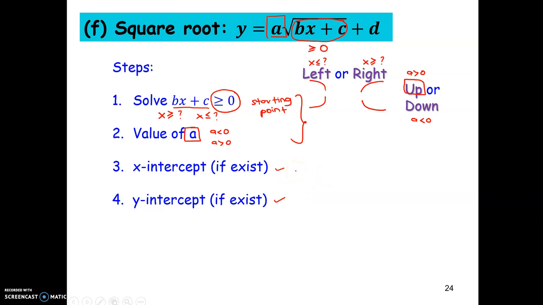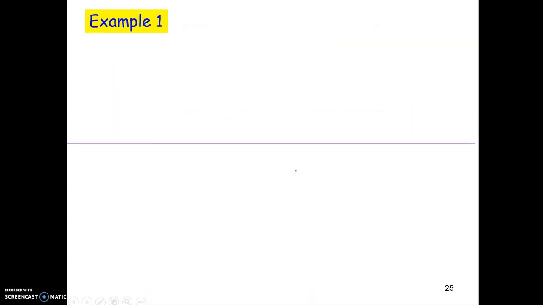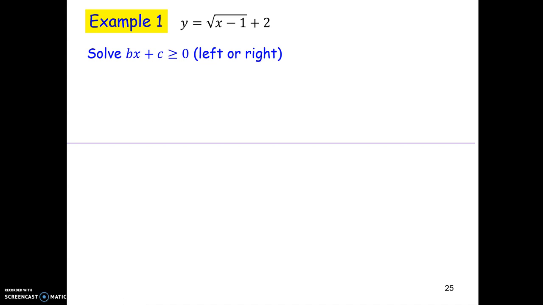Okay, so let's go to the first example where I have y equal to the square root of x minus 1, plus 2. So firstly, let us solve for the thing inside of the square root. Let it be greater than or equal to 0. So x minus 1 greater than or equal to 0, x will be greater than or equal to 1. So that means my graph needs to go to the right hand side.